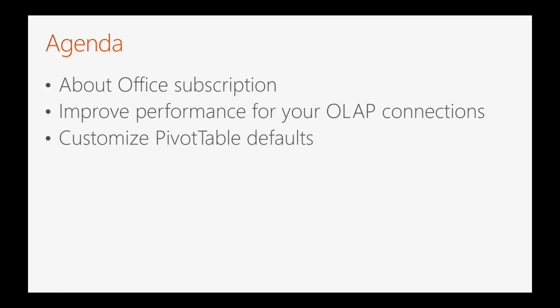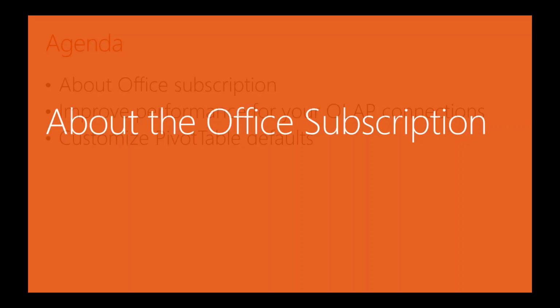So first I'll just tell you a little bit about what the Office subscription is and how you can sign up for it and some of the value there. I'll show you how to take advantage of some of the performance improvements that we've made to pivot tables with OLAP connections. And then I'll show you how you can actually customize your pivot table defaults, the layouts, things like tabular versus compact view, grand totals on and off, things like that.